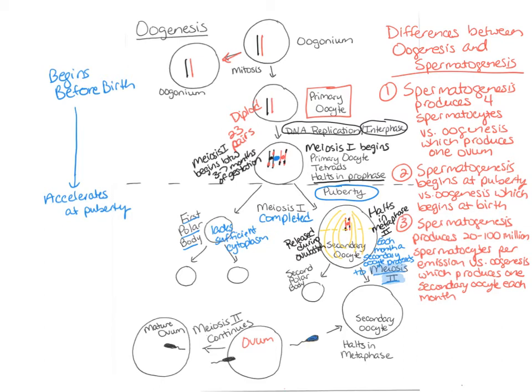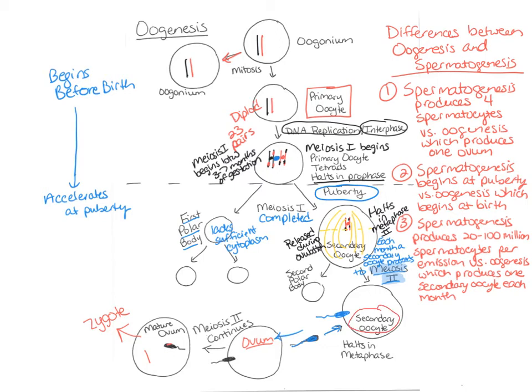The secondary oocyte will only continue meiosis 2 if it is fertilized by a sperm. If it is fertilized by a sperm, it continues through meiosis 2, and then it will become a mature ovum. Then the chromosomes of the ovum will blend with the chromosomes of the sperm, and a new organism called a zygote is formed.